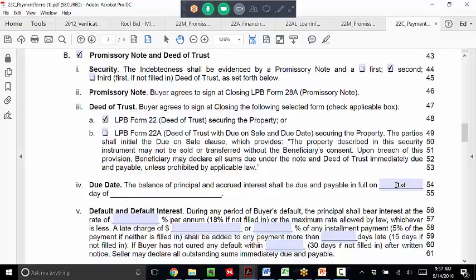So in our example, her first payment was November of 2016. We're going to say November 2019.